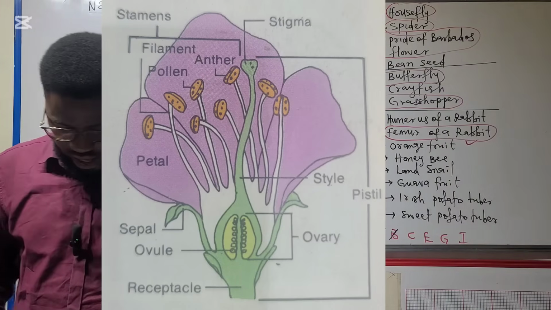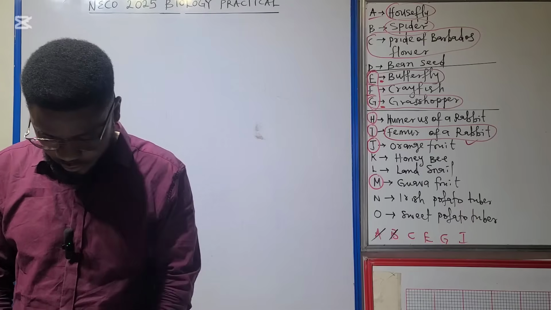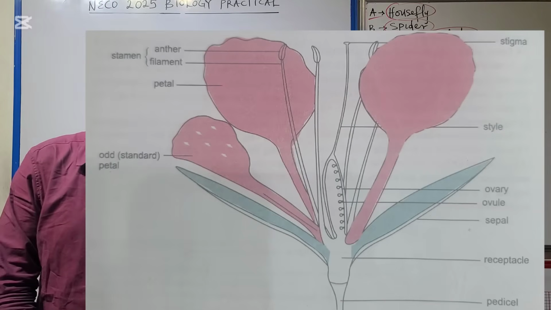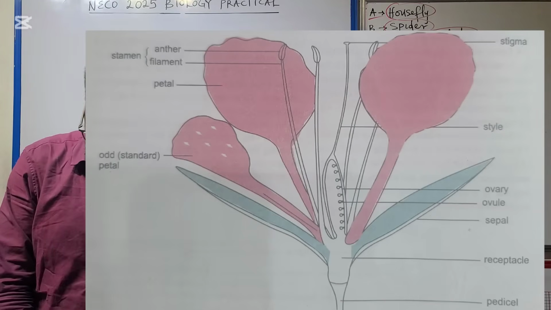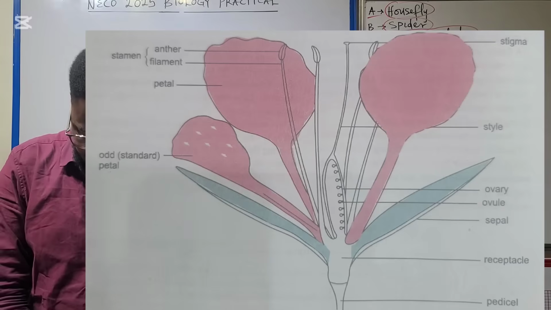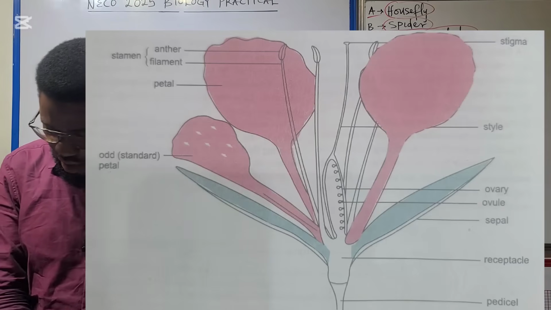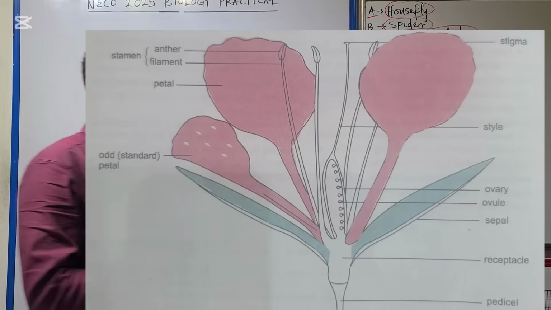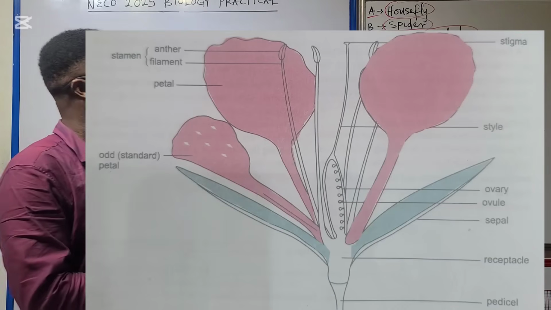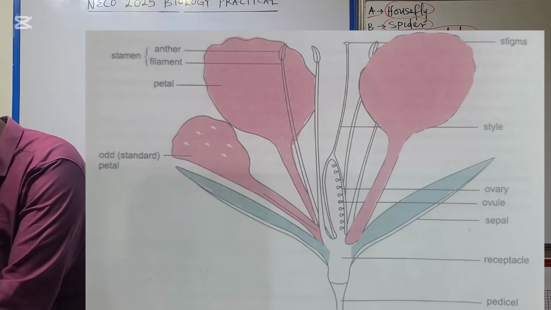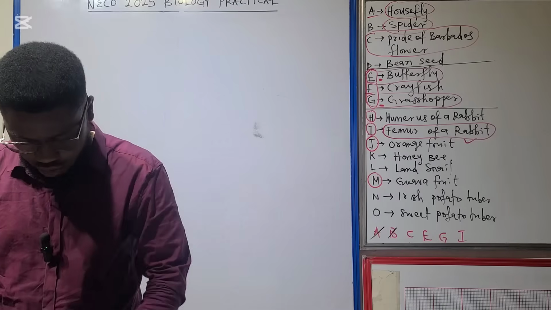Okay, look at another diagram on your screen. You can see the sepal, it is green. You can see the part labeled the odd or the standard petal. Another name for the odd or standard petal is the special petal. So depending on how the question comes, that is what determines what we are going to draw for specimen C. Imagine the question can come in 2 formats.